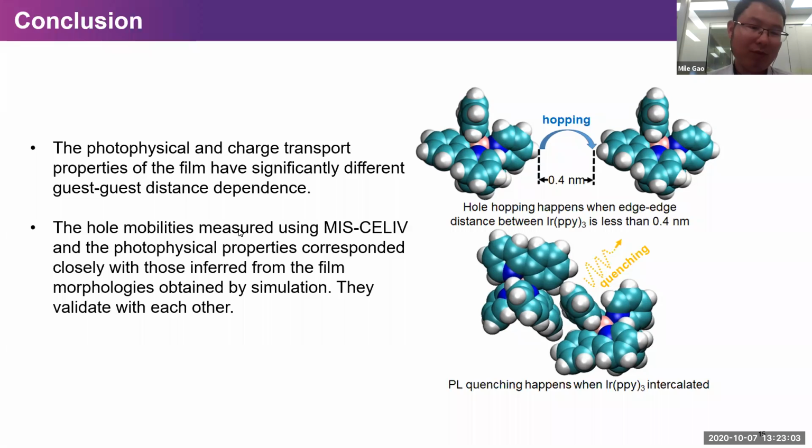And the hole mobility was measured using mixed films, and the photophysical properties corresponded closely with those inferred from the film morphologies obtained by simulation. So they validate each other.